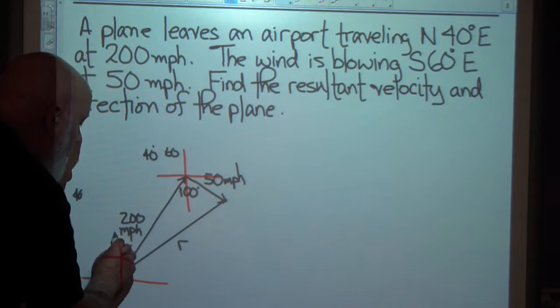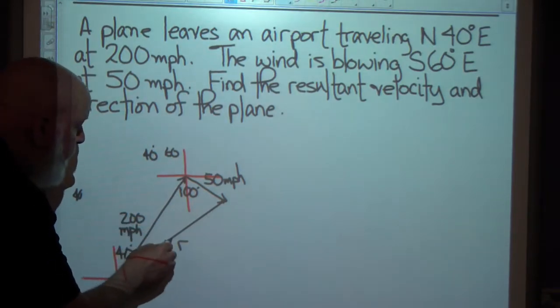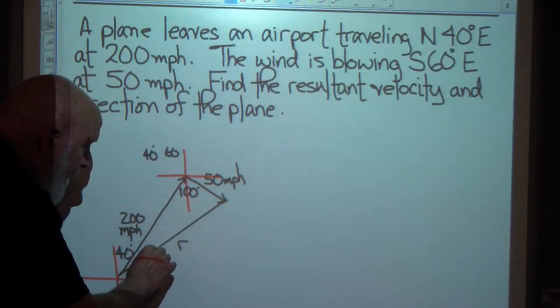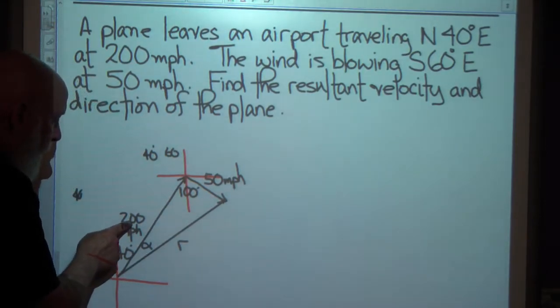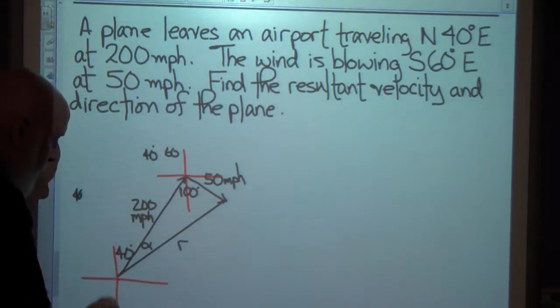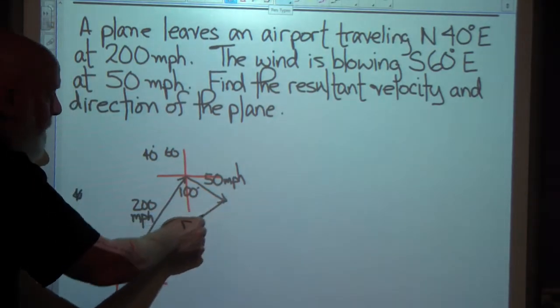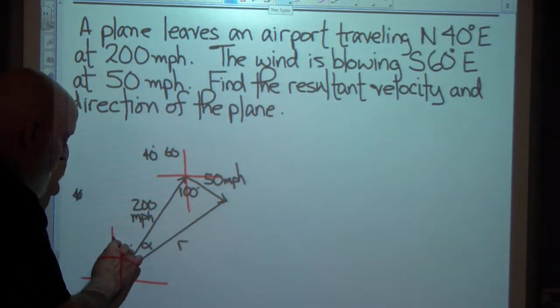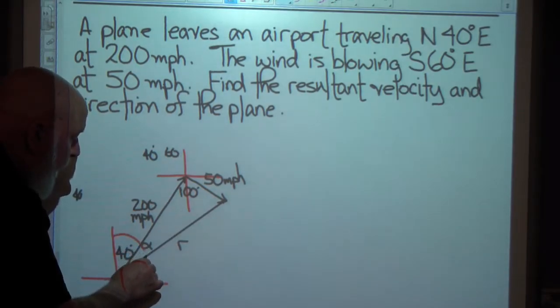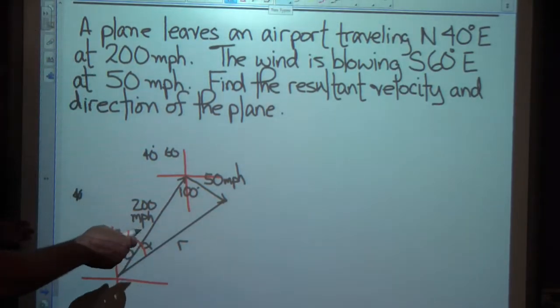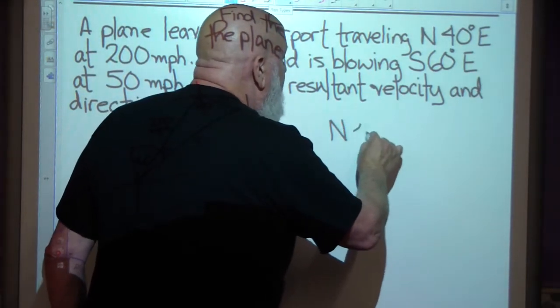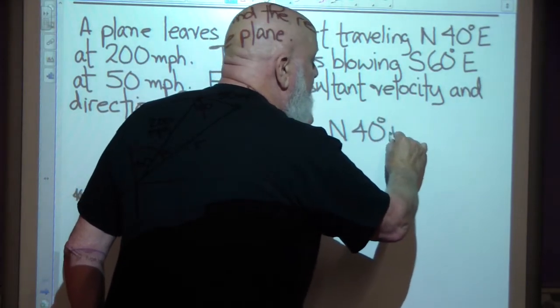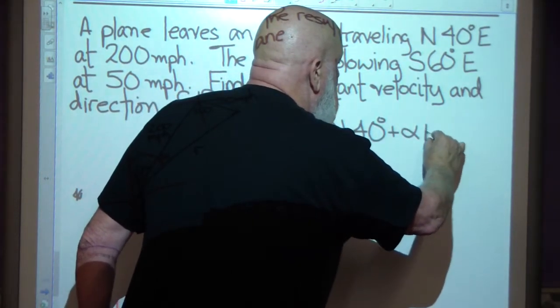Well, the direction of the plane is going to be north so many degrees east, it's going to be more than 40. It's going to be this little angle right here added to 40. And we'll call it theta, or alpha. The length of this is 200. My direction of my resultant is going to be moving from the north. I'm going to rotate 40 plus alpha. So when I go to state my direction, I got to remember that it's going to be north 40 plus alpha. This is just a little reminder. You don't have to write this.